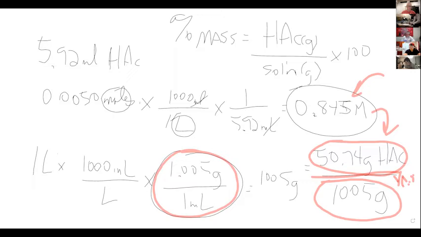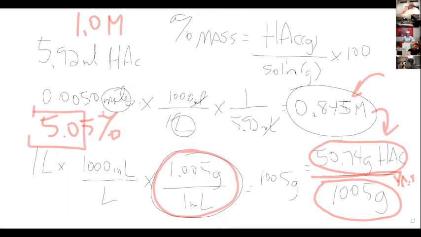So 50.74 divided by 1,005. So that gives me 5.05%. So remember, we need two significant digits because we have two significant digits in our concentration. So we're basically limited to two significant digits. So I would round this to 5.1. And let me double check.